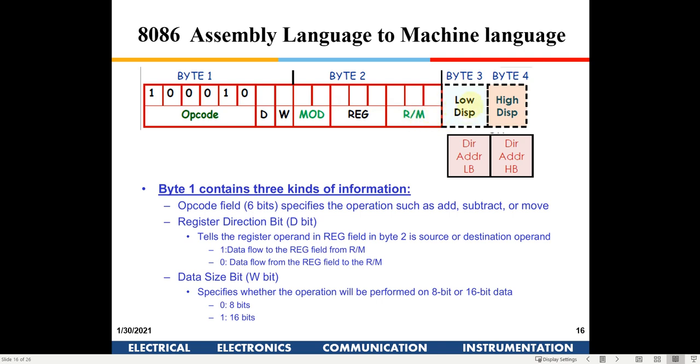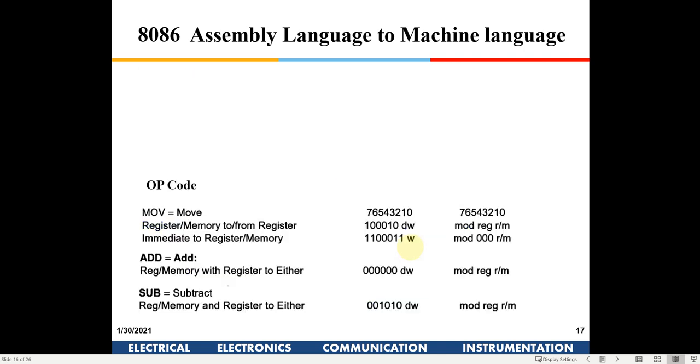This is the displacement. This is the lower byte displacement. This is known as the higher byte displacement. This is known as the direct addressing lower byte and direct addressing higher byte. So these are the various bytes which are there in machine language, 1 2 3 4 5 6. It will be very clear in the next 2-3 slides how these are written.